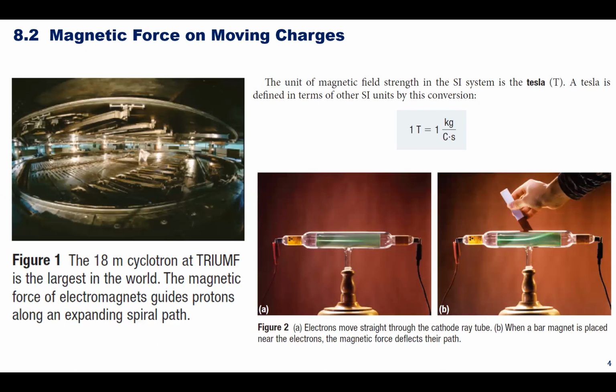An MRI unit can have a magnetic field strength of 7 Tesla. We can observe a magnetic field exerting a force on moving charges using a cathode ray tube and a magnet, which is shown here in figure 2a, where a beam of electrons moves across the cathode ray tube. Bringing a magnet near the cathode ray tube, which is shown here in figure 2b, shows how a magnetic force deflects the electron beam.